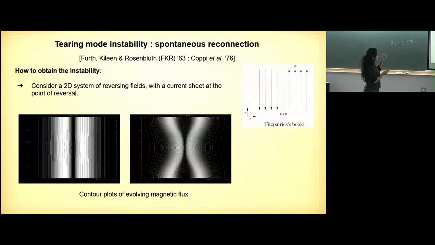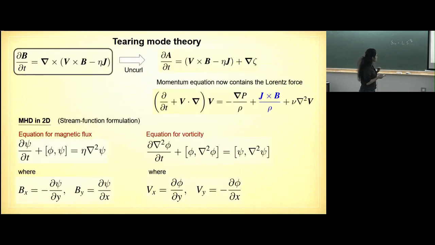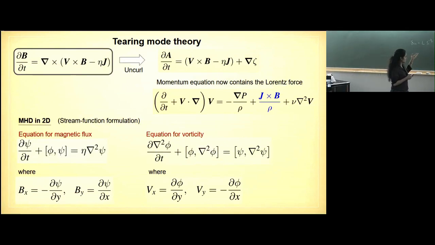So this was basically derived by Furth, Killeen and Rosenbluth in 1963. I want to take you through some of the derivation because it's interesting and it could be insightful to understanding how this happens. So this is the tearing mode. To make a tearing mode analysis, the equations that we are going to consider are the induction equation and the momentum equation.